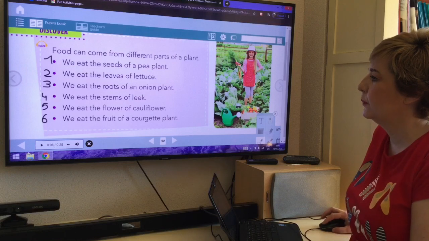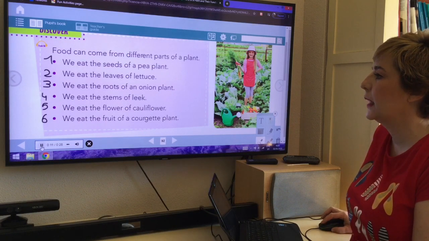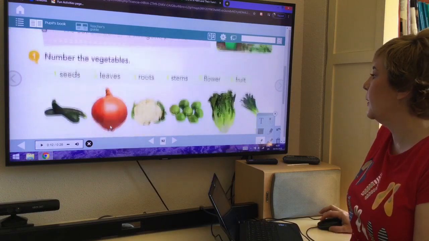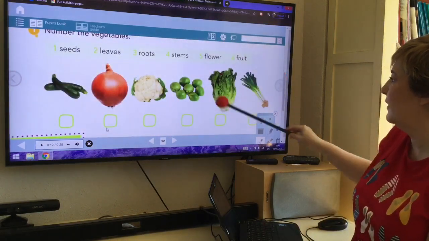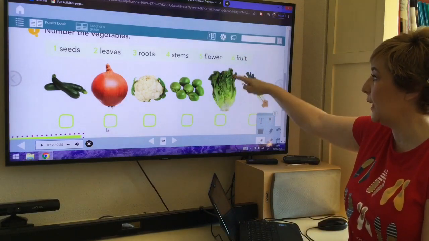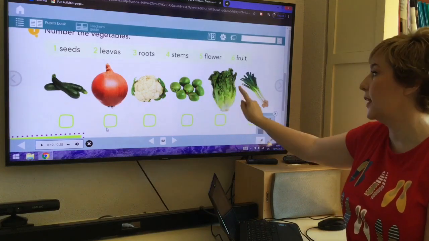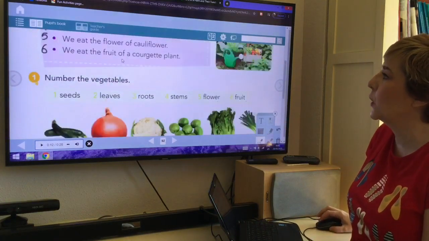Number 2. We eat the leaves of lettuce. Where can you find lettuce? Here. So, and which part do we eat? The leaves. The leaves. These are the seeds. These are the leaves. Let's go.